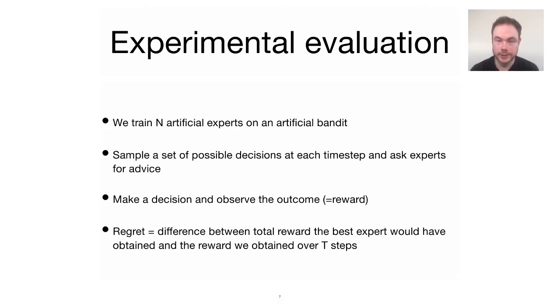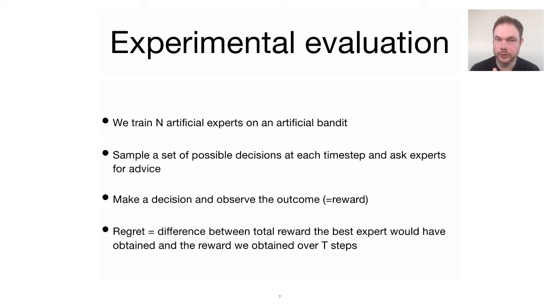Now, on to the experimental evaluation. As for our other work presented at this conference, we use an artificial experimental setting, which allows us to control the number of experts, the number of arms, and how confidence is generated. Concretely, we train n artificial experts on an artificial bandit. We sample a set of possible decisions at each time step and ask experts for advice. Based on that advice, we make a decision and observe a reward, which is the outcome of the decision we made. For example, 1 if the decision was successful and 0 otherwise.